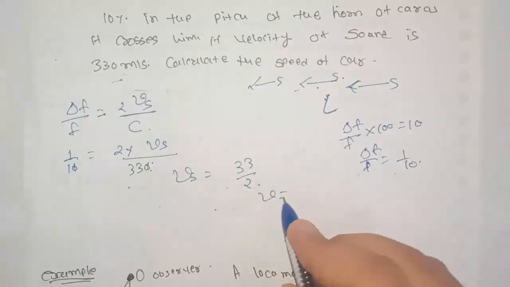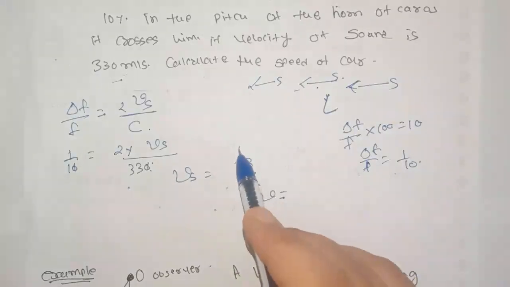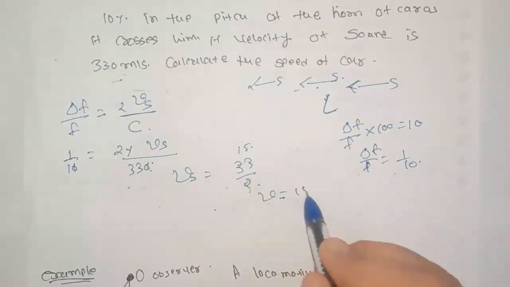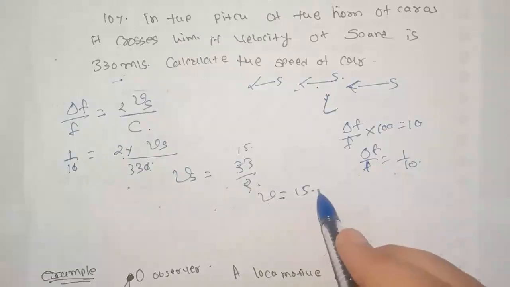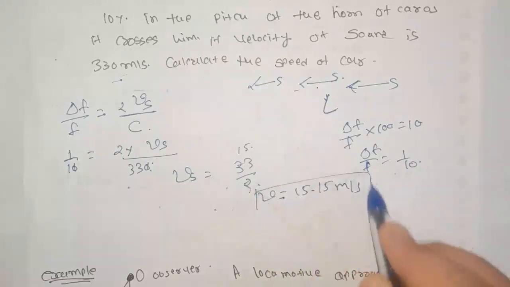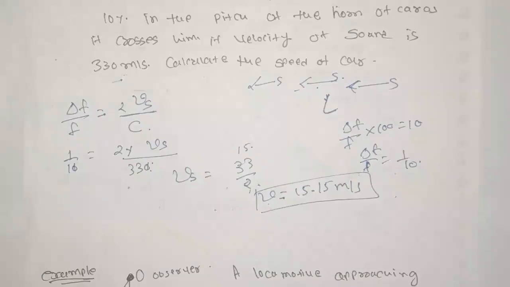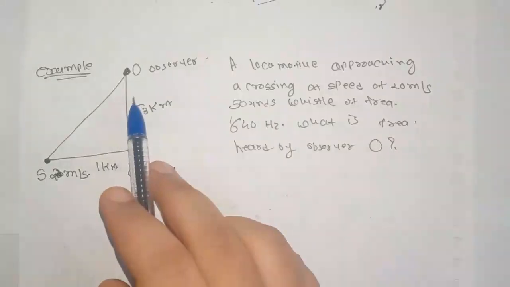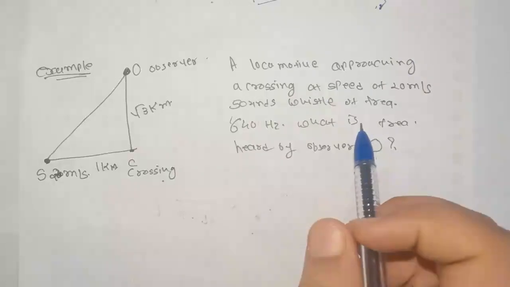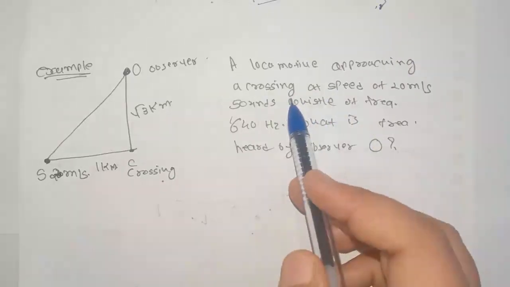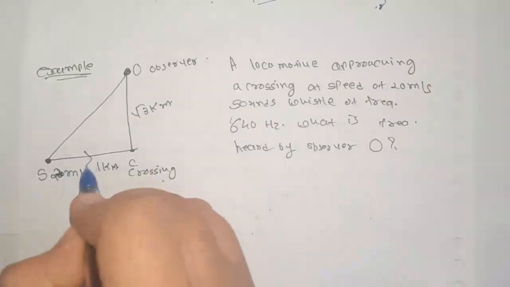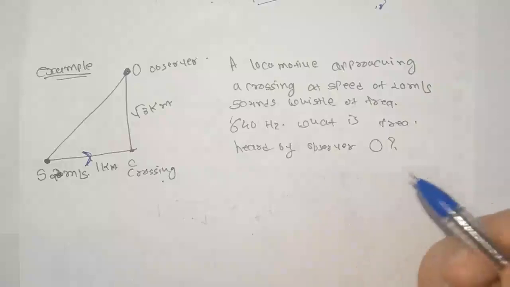So V will be equal to 16.5 meter per second. That will be the velocity of car. In this example, a locomotive, this is source, is approaching a crossing at a speed of 20 meter per second.